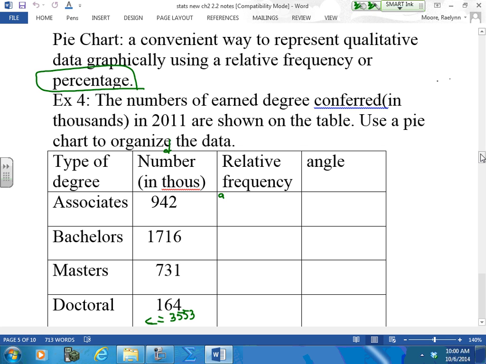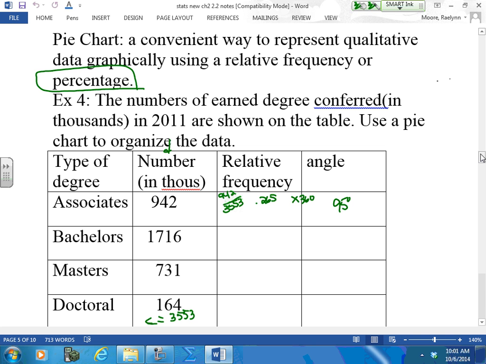Now, this is your relative frequency, your part over whole. So 942 over 3553. This is going to give you a decimal. Once you get your decimal, this is your relative frequency. Before you flip this to a fraction, if you want an angle, how many degrees in a circle? 360. So if you multiply that decimal by 360, it tells you what angle that sector took up. So when you multiply that, this will give you 95 degrees.